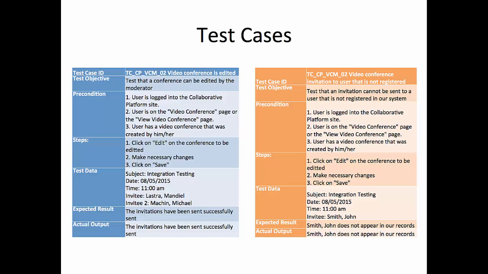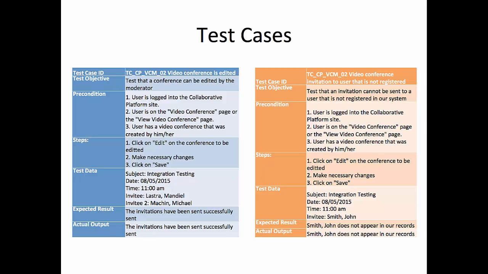Here you can see two use cases related to the collaborative tools. The use case on the left is testing for when a moderator can edit a conference. So the user will go into the conference that he or she would like to edit, click on edit conference, and modify the necessary data. In this case, I used a subject, regression testing. The data was August 5th, time 11 a.m., and the invitees were Ramandil and Michael.